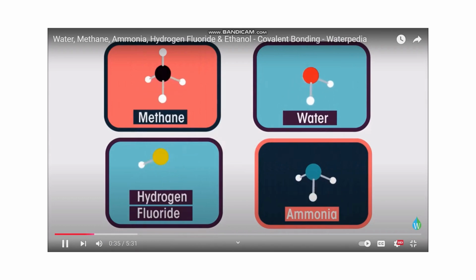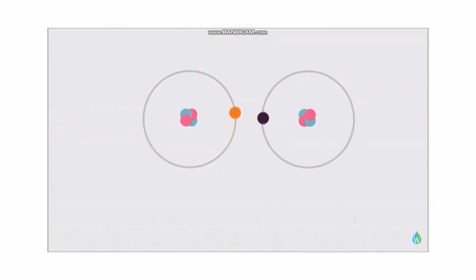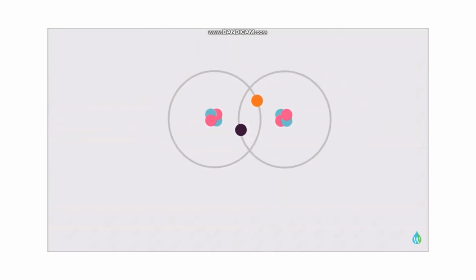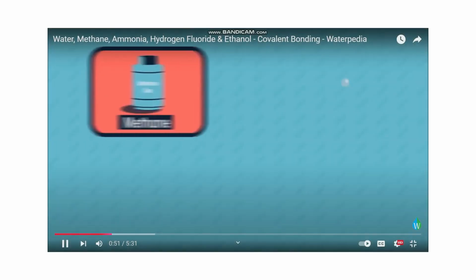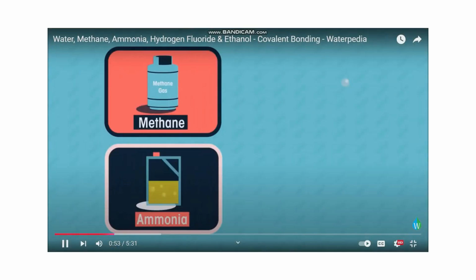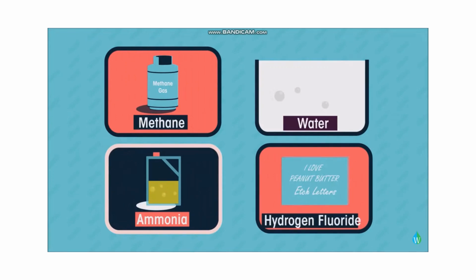Why are they special? All of these compounds are small, covalently bonded molecules. The atoms within them share electrons because they have half-full or more than half-full valence shells of electrons. That is, they are non-metals. So they don't like metals because both are non-metals and team up, right? Methane is a fuel, ammonia is used in household cleaners, water is a drink and the essence of life, and hydrogen fluoride is used to etch glass.